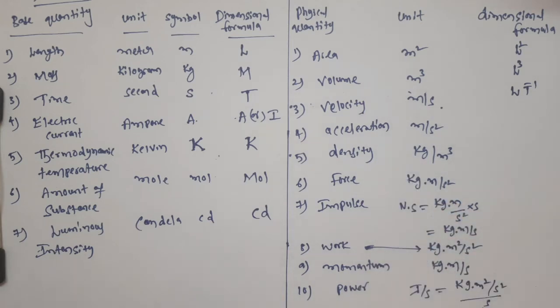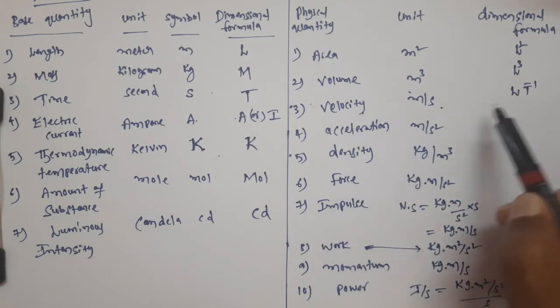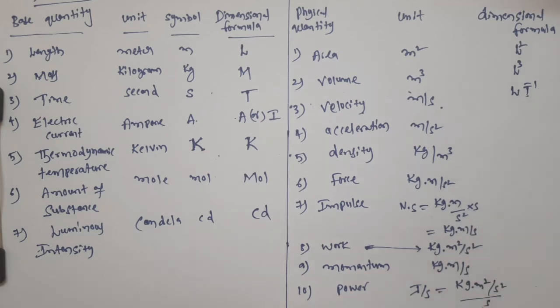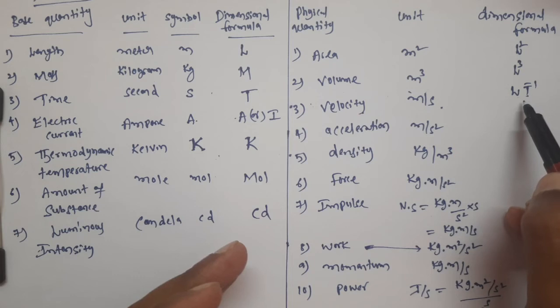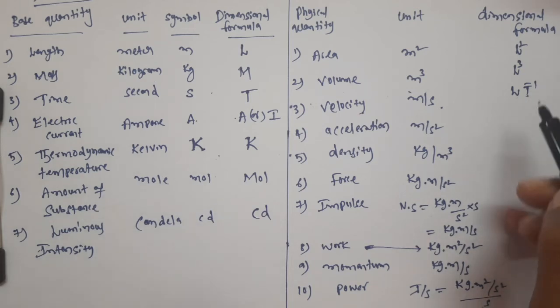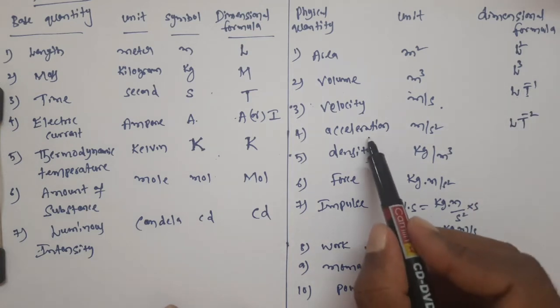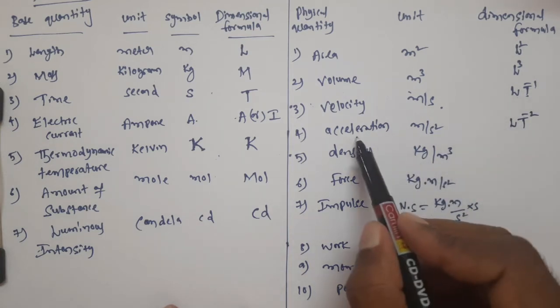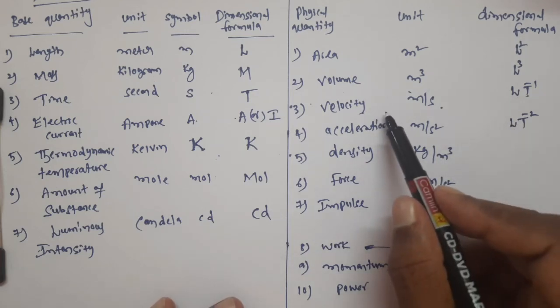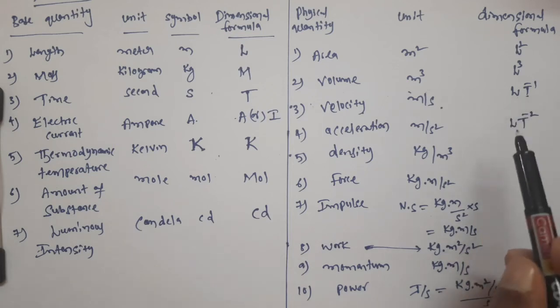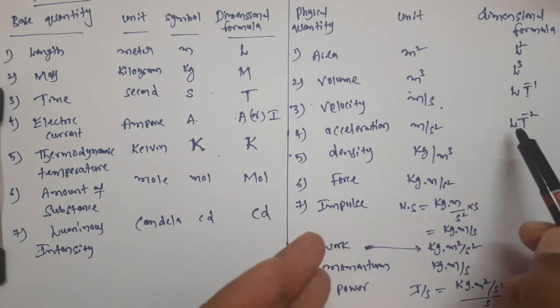Acceleration is the change in velocity divided by time taken. For velocity, what is the dimensional formula we have? L T power minus 1. Change in velocity and velocity both have the same units and same dimensions, right? So change in velocity divided by time taken: L T power minus 1 by T. So what do we get? L T power minus 2. This is the dimensional formula for acceleration. So how are we getting the acceleration dimensional formula? From velocity only. For velocity or change in velocity, the dimensional formula is L T power minus 1, divided by time taken T. So we get L T power minus 2.